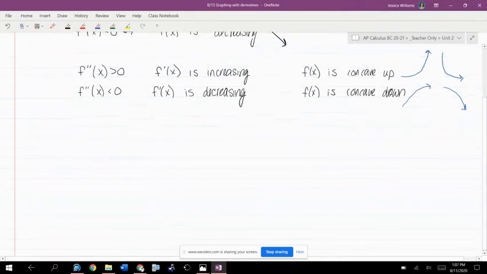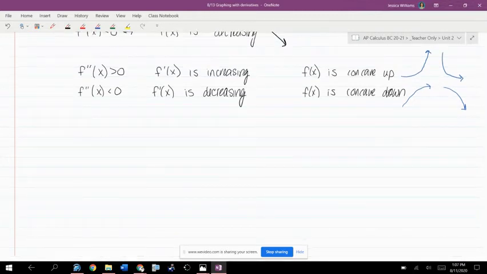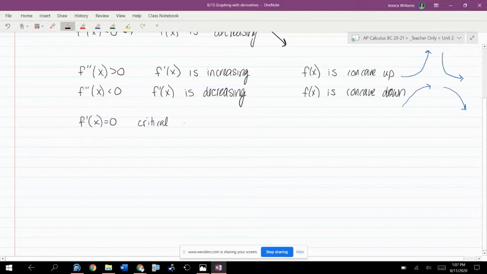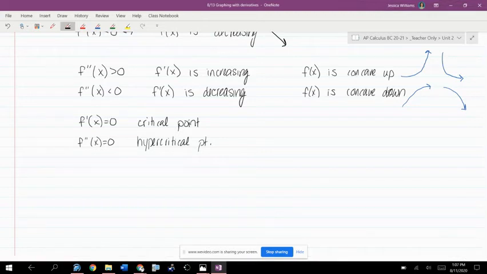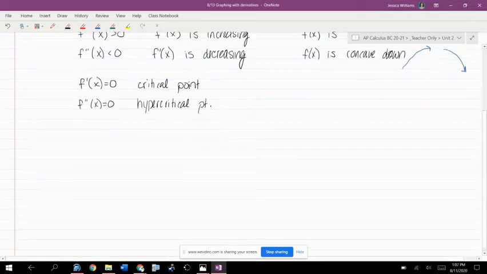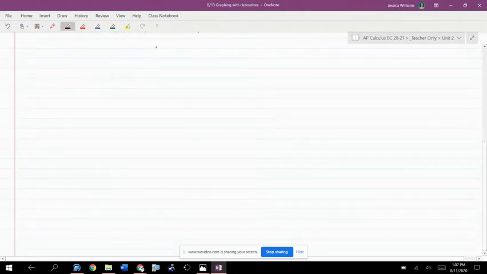More vocab, because that's really all this is about. So we did first derivative positive or negative. First derivative equaling 0 is something called a critical point. We will use that term a lot, so it's good for you to know. Your second derivative equaling 0 is similarly called a hypercritical point. And I think that's all the vocab. So let me show you one last thing. It's so obvious. I feel silly writing it down, but I'm going to do it because I'm thorough.